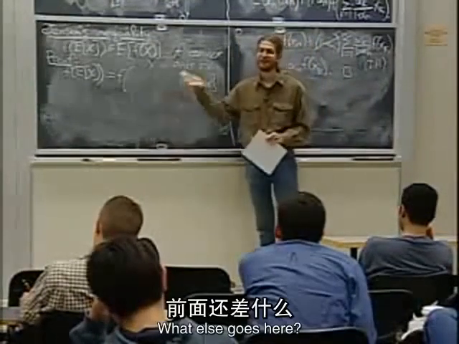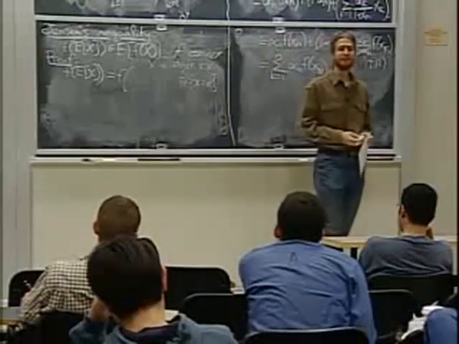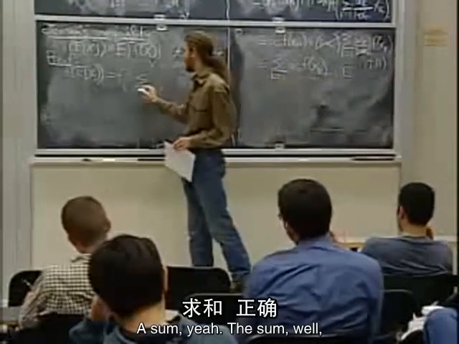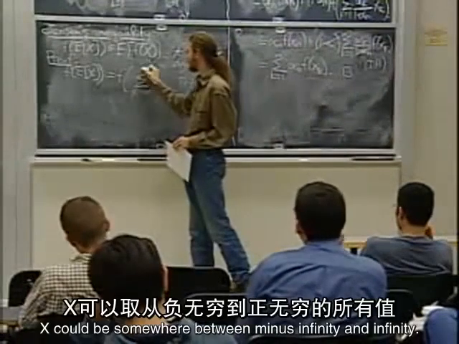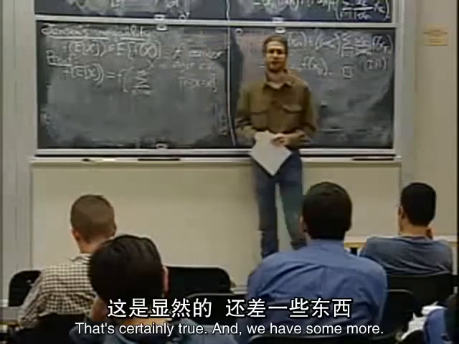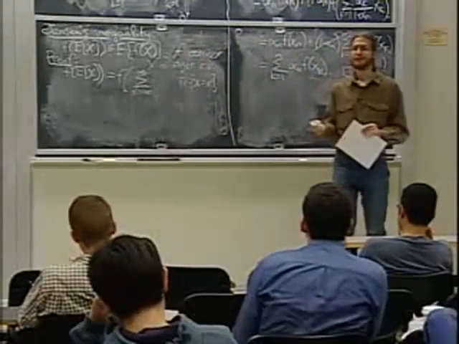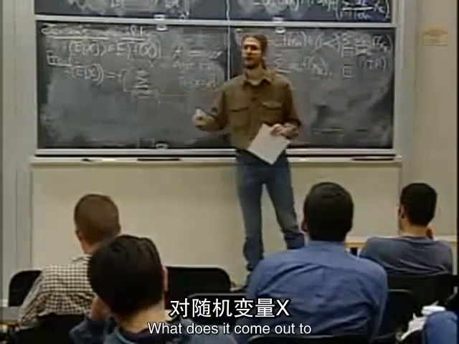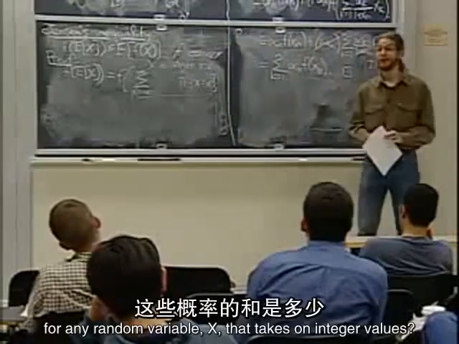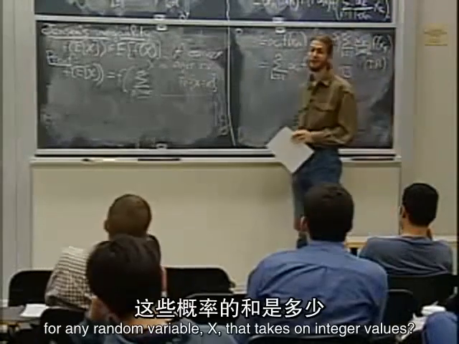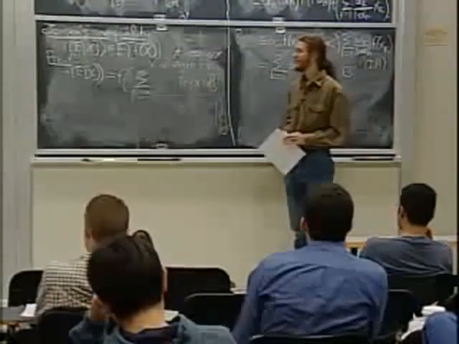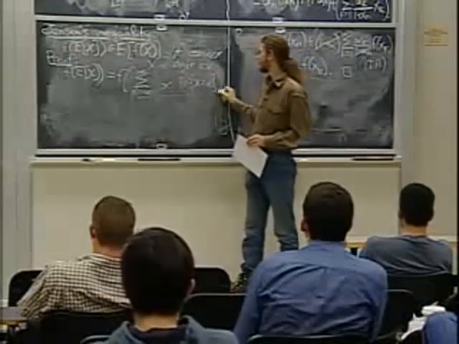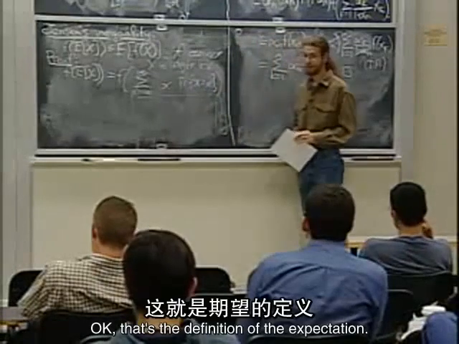What else goes here? A sum, yeah. Well, x could be somewhere between minus infinity and infinity. That's certainly true. And do you have some more? Something is missing here. What is this sum? What does it come out to for any random variable x that takes on integer values? 1, good. So I need to add in something here, namely x. Okay, that's the definition of the expectation.